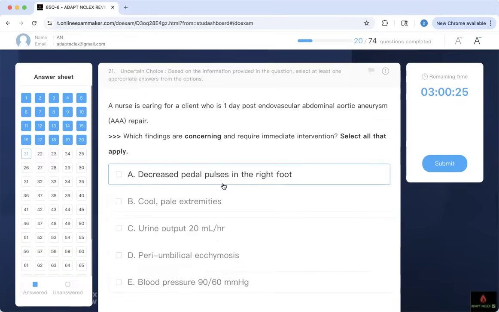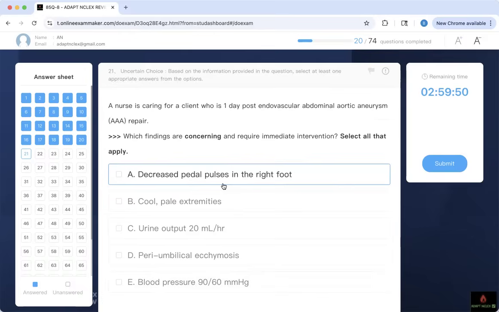A nurse is caring for a client who is 1 day post endovascular abdominal aortic aneurysm repair. Which findings are concerning and require immediate intervention? Select all that apply. Decreased pulses in the right foot, cold pale extremities, urine output 20 mL per hour, periumbilical ecchymosis, blood pressure of 90/60. What do you think? Pause the video, select all that apply, pick those that you're 100% confident about. Go for the buzzword, the concept associated with it, and then pick your answer choice.